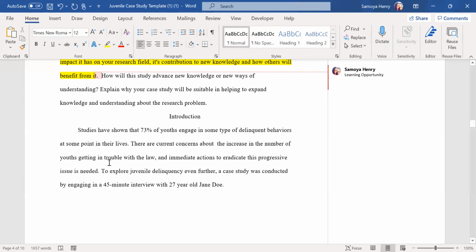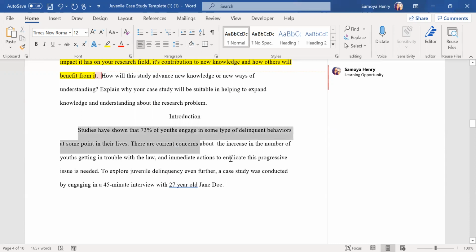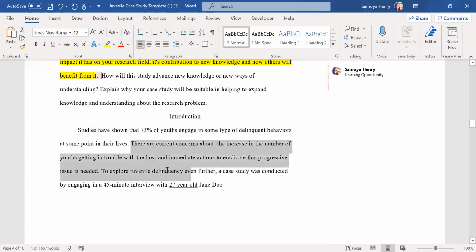Now, I want you guys to see how the sentences flow. So I start with that kind of data, and notice I didn't even start with what juvenile delinquency is, right? I'm starting with a little bit of data just to let people know what's going on, let people know that the problem is increasing, and you know that something has to be done, right? And we need to start by looking a little bit more at the issue. And so I'm looking more at the issue by conducting this case study with 27-year-old Jane Doe.